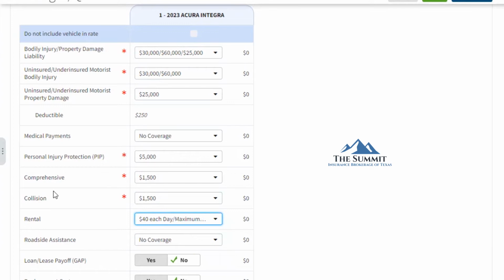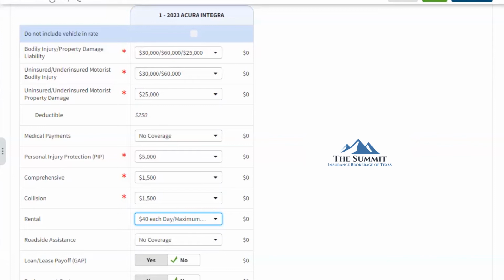So just again, kind of getting back to comp and collision. Comprehensive is a coverage based on you hitting an object. So if you hit a stationary object, or weather events, hail damage, flood is the big one here in the Houston area, that's going to be covered under the comprehensive. If your car's stolen, too.